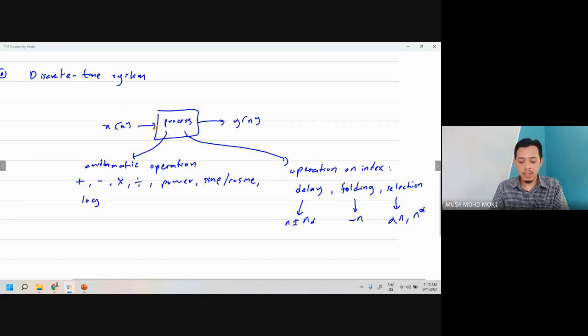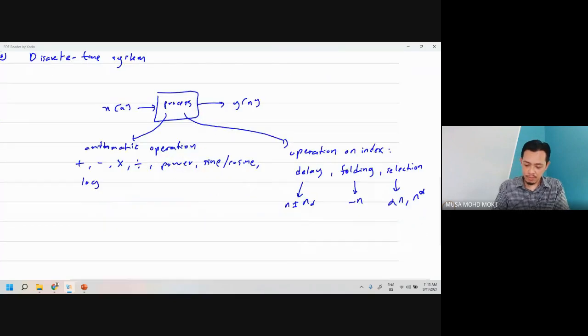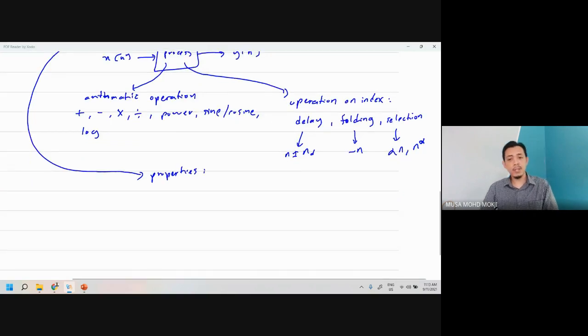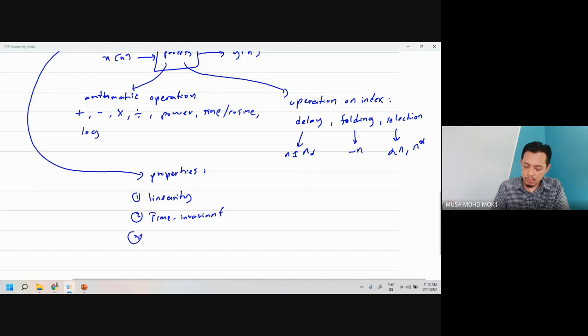So we have input, output, and then a process. And then what we have seen is the properties. So this is very important. We have 4 properties that we have covered. Number 1, linearity. Number 2, time invariant. Number 3, stability. Number 4, causality. Okay, so we have covered that.